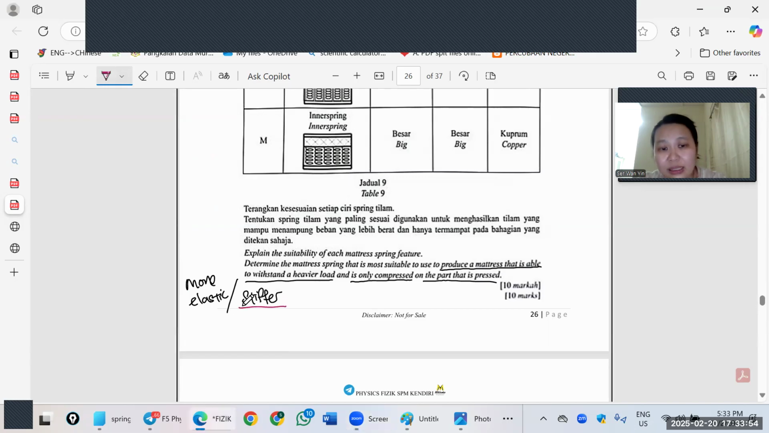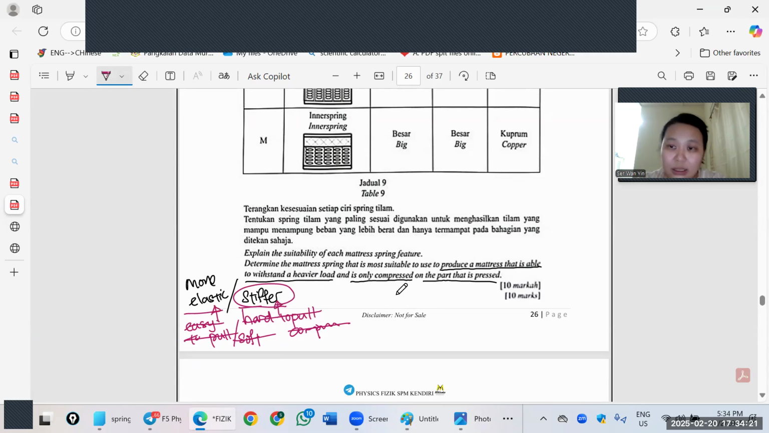Let me explain. Stiffer means hard to pull or hard to compress. But don't remember this, remember stiffer. More elastic means easy to pull or compress. Always say soft. Don't use soft. We use elastic.